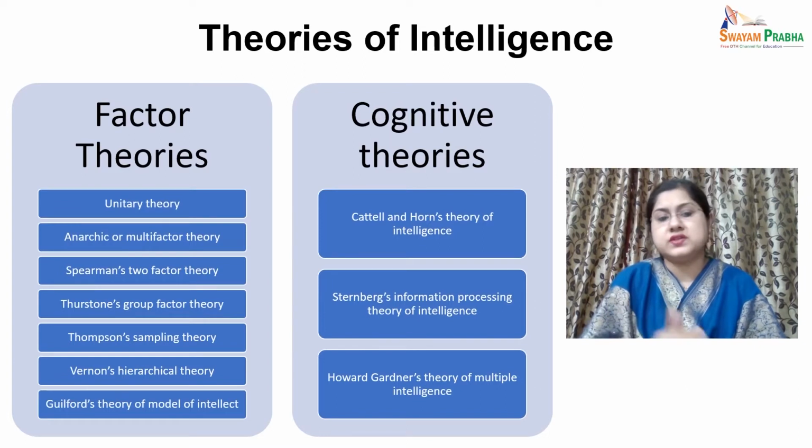And under the category of cognitive theories, we will be discussing in brief Cattell's and Horn's theory of intelligence, then Sternberg's theory of information processing, and Howard Gardner's theory of multiple intelligences. So we will just go ahead and see what exactly all these theories are all about.